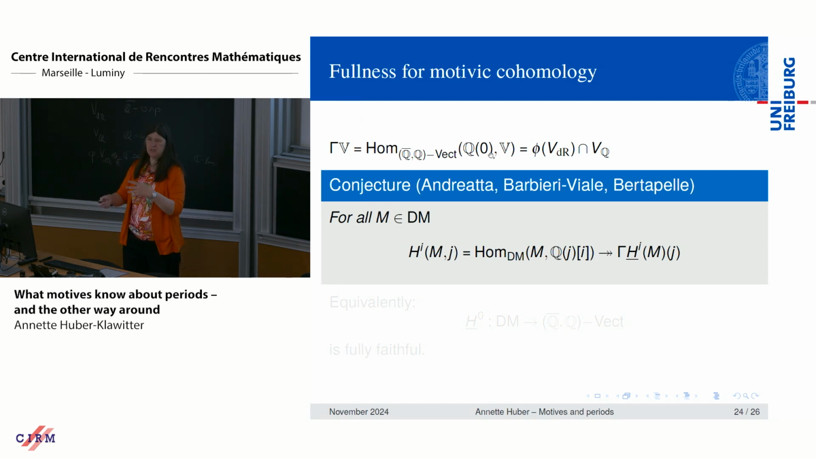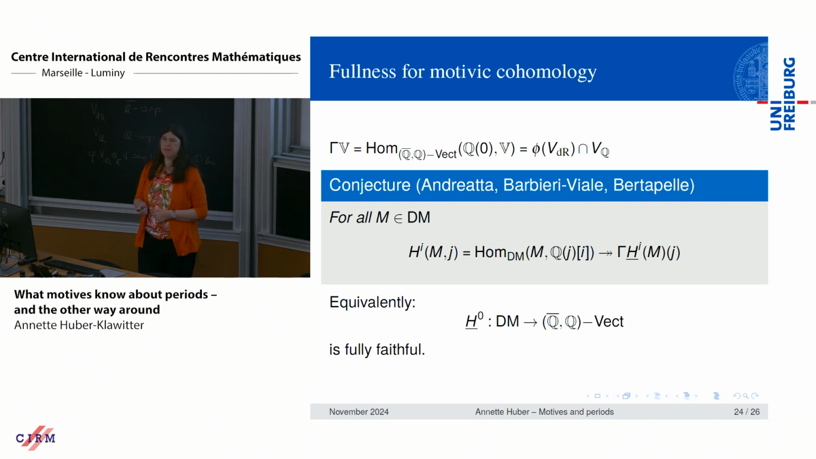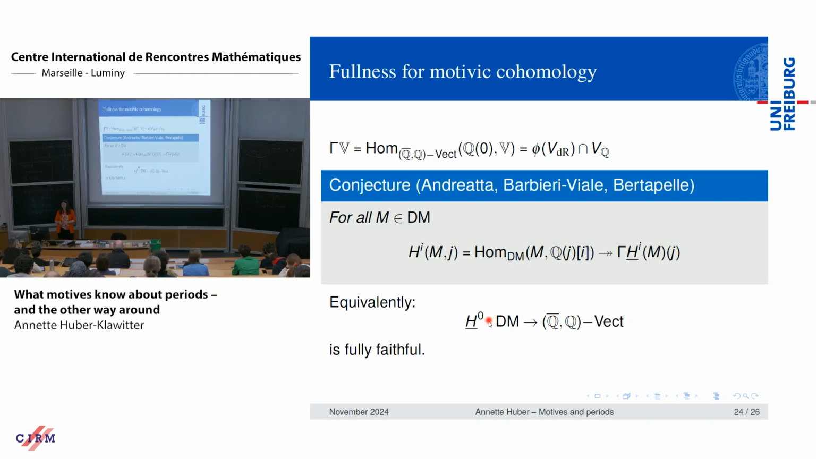In Hodge structures, these would be the Hodge classes. So it's the analog of Hodge classes in this setting here. And they conjecture that this map is surjective. That can be reformulated by saying that if you take the composition from DM to Hodge-de Rham structures, this functor is fully faithful.